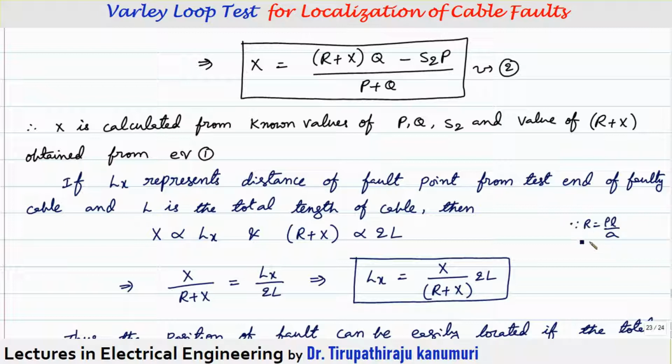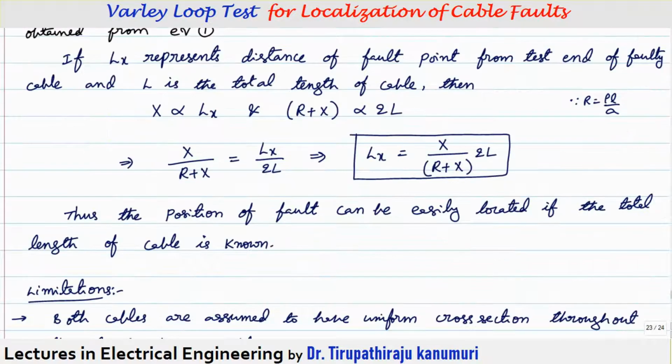Getting it? If you divide two resistances R1 by R2, rho is the same and A is the same in both cases, so only the lengths will remain. That's why I have written X divided by R plus X is equal to Lx divided by 2L. From this I can write Lx is equal to X divided by R plus X times 2L. Using this I can directly calculate the value of Lx, because for calculating Lx we should know the value of X.